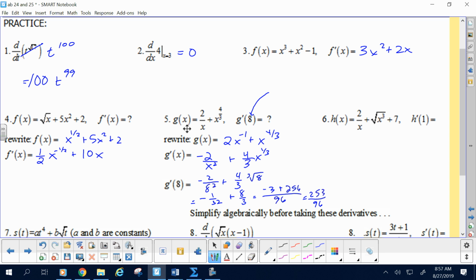Okay, so on number 6, you can see that it's h prime at 1, and I'm doing a little less hand-holding here. So when they ask you to evaluate at a number, I need to see 2 steps. First h prime at x, and then h prime at 1.